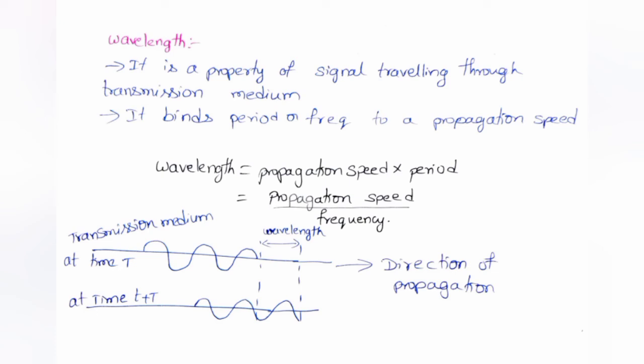So actually the wavelength is normally measured in micrometers or microns. Okay, so instead of meters we are using micrometers here. So wavelength equals propagation speed into period, and we know that period equals 1 by frequency, right? So that's the propagation speed by frequency.